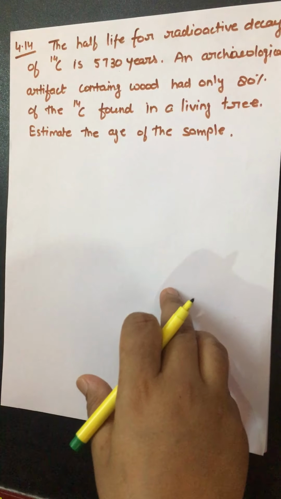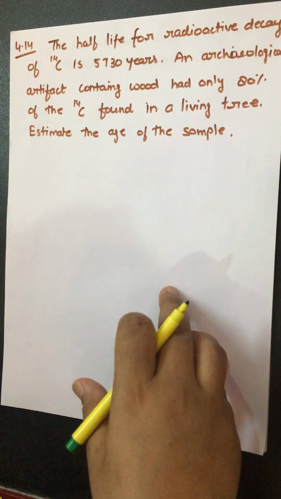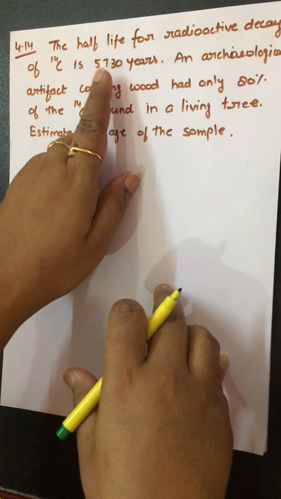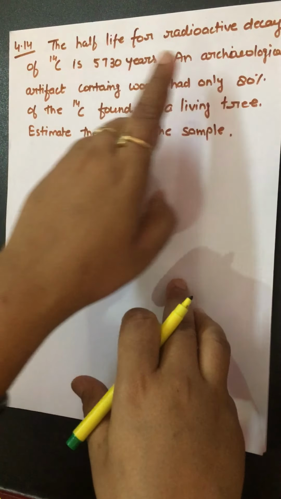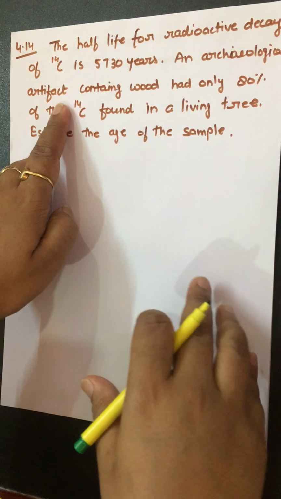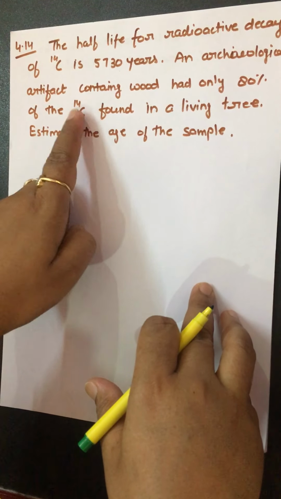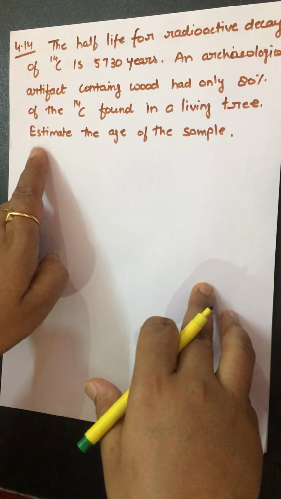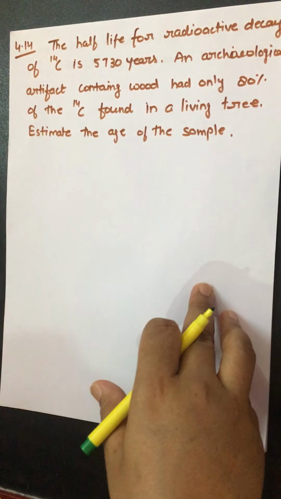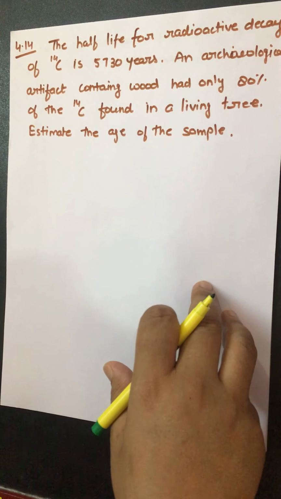Remember that all the radioactive elements follow first order kinetics. तो हमें first order kinetics के according ही formulas use करना है. An archaeological artifact containing wood had only 80% of the carbon-14 found in a living tree. Estimate the age of the sample. Means we have to calculate time.